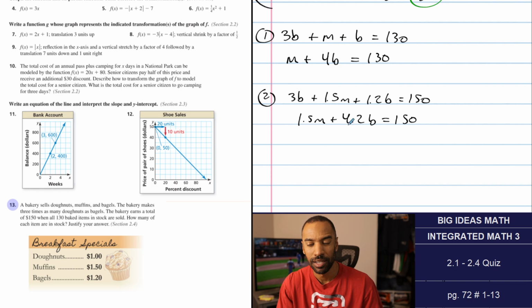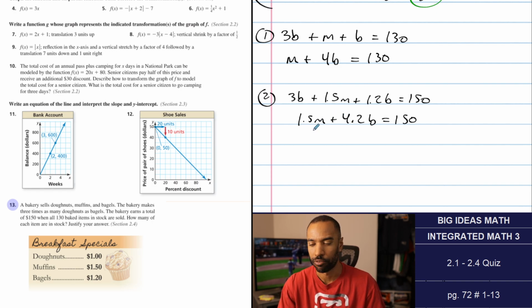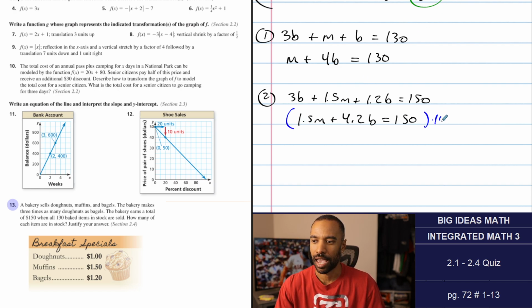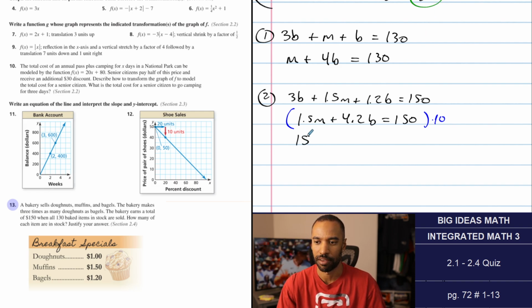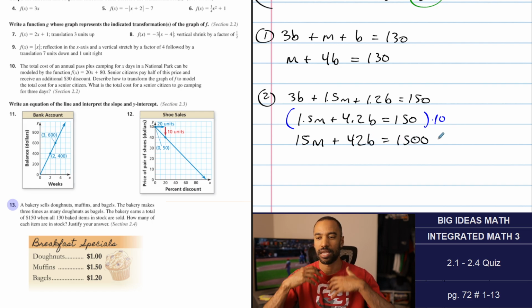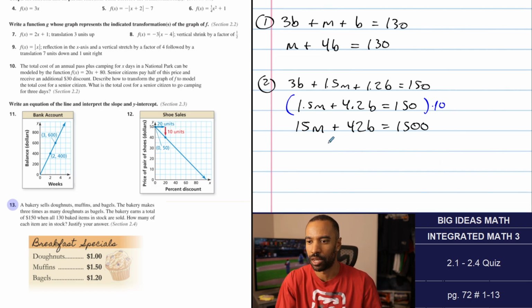I guess by 10. There might be something smaller. I don't know for sure, so I don't think so. So I'm going to multiply everything here by 10 times 10, and I think I'll be able to reduce after that. This is something that I did quite often in my systems of equations stuff, making numbers better rather than worse. 15m plus 42b.